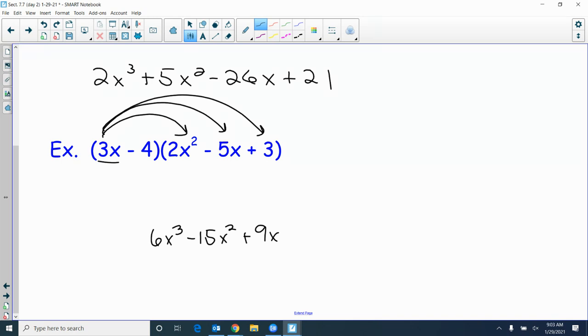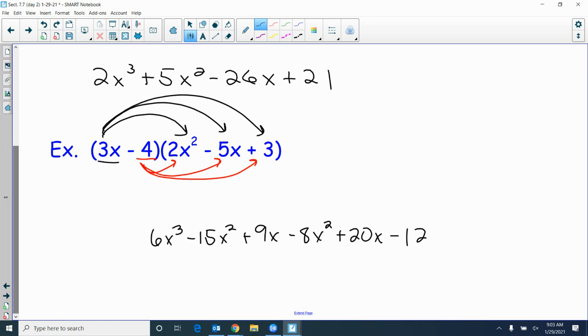Okay, each time. Now, this one doesn't have an x. It's just minus 4. Okay, and I got to multiply it by all 3. So negative 4 times 2x squared is minus 8x squared. So you really always got to double check your exponent. Negative 4 times negative 5 is plus 20x. There's just an x. And then negative 4 times positive 3 is minus 12, which it looks like everybody was getting. Combine like terms at this point.